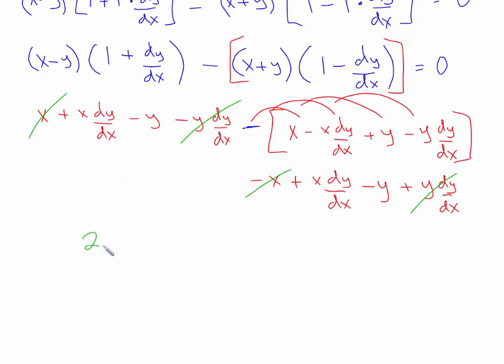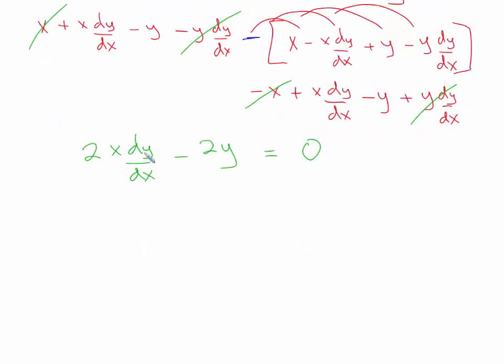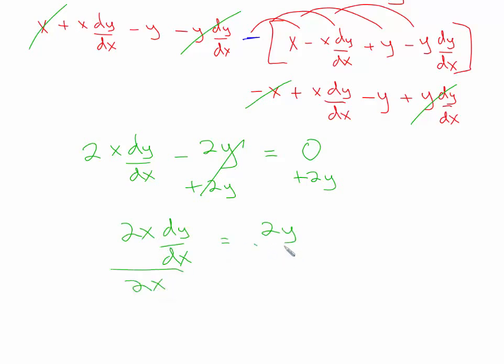So we have 2x dy dx, right? And then negative y and negative y gives you negative 2y is equal to what? All this is equal to 0, okay? So we're almost done. Remember, our goal is to get the dy dx by itself, right? So be careful with the algebra still. We're going to add this value to both sides. 2x dy dx is equal to 2y, and then we're going to divide by 2x.